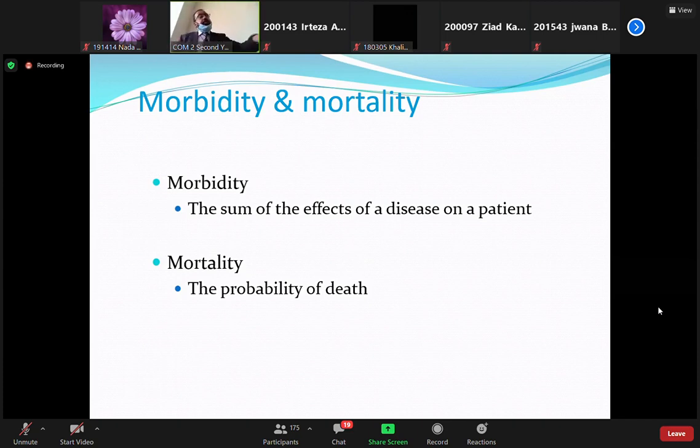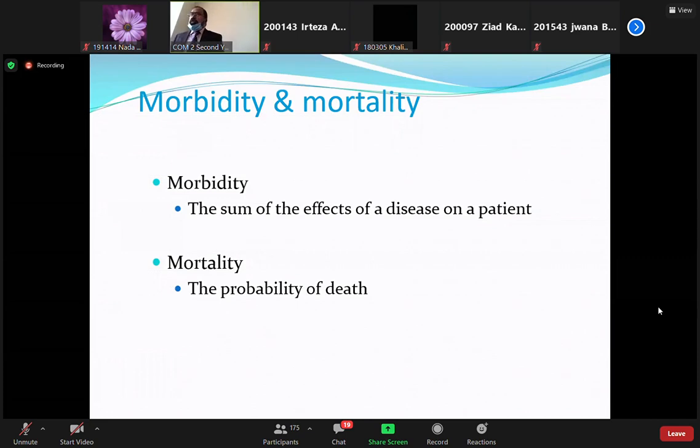A probability of death. This is mortality. For example, lung cancer. How much chance do you have? That is called prognosis. How much chance is there that this patient will die? If somebody has small cell carcinoma of the lung, it's a very dangerous disease. The prognosis is very poor. You hardly have 2 to 3 years to live.